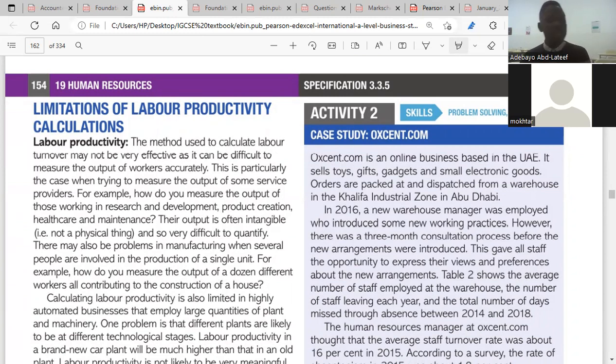For labor productivity, the limitation is this. I wrote, the method of labor productivity may not be very efficient as it can be difficult to measure the output of workers accurately. We said labor productivity is output divided by the input. That means total number of outputs per worker divided by the number of workers. But what about those workers that are office workers? How do you calculate their output? So it becomes difficult to use labor productivity to calculate the output of certain workers, which means that is a criticism about labor productivity. It's sometimes difficult to calculate labor productivity accurately.